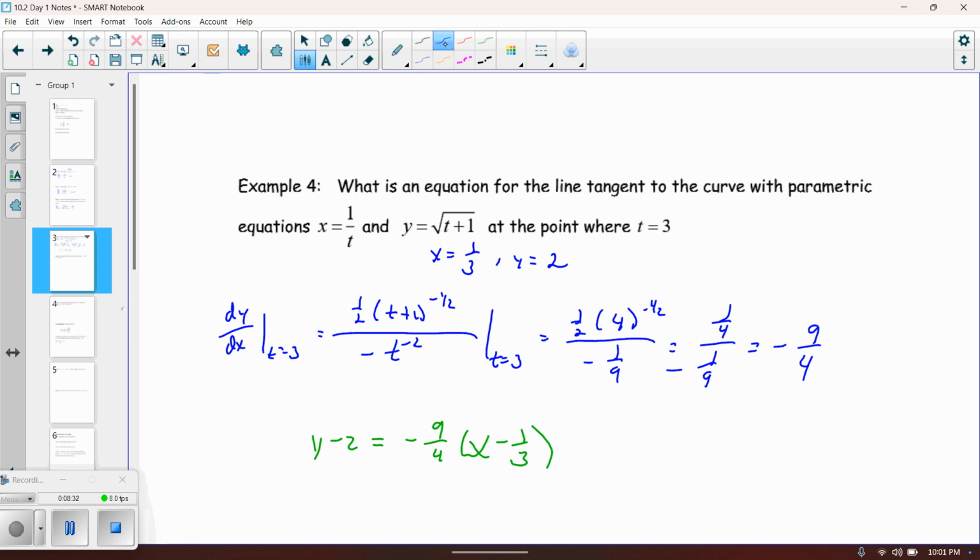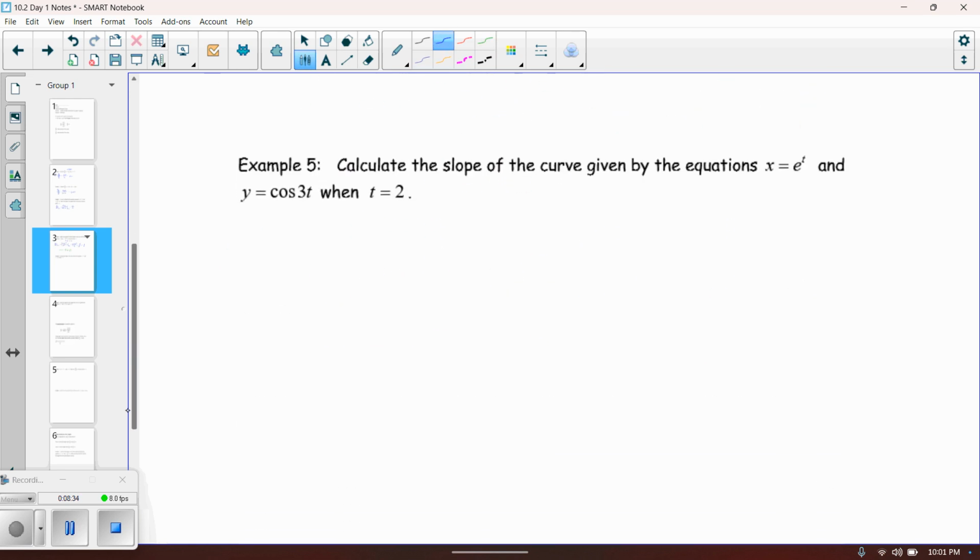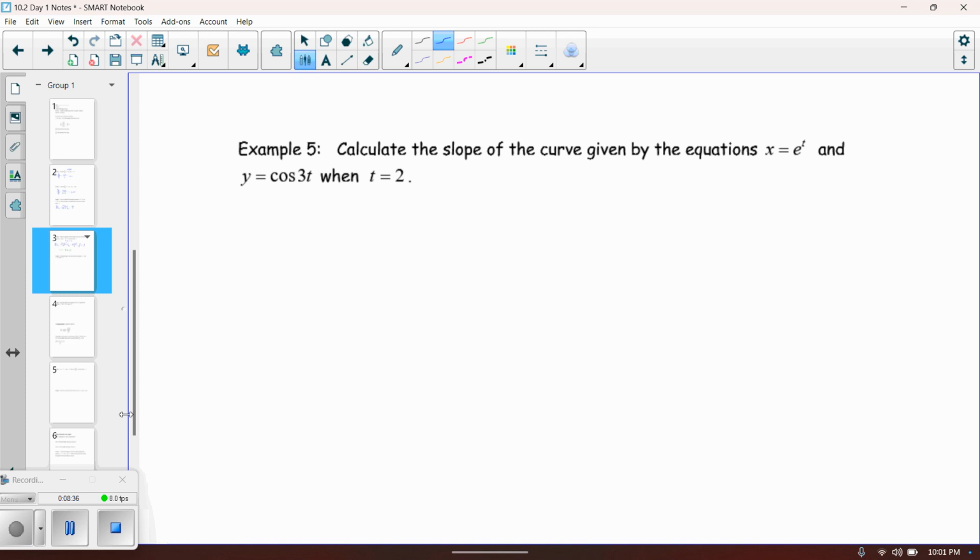All right, number 5. Calculate the slope of the curve given by the equations x equals e to the t and y equals cosine of 3t when t equals 2. Again, all this is the same idea. This just has some slightly different things to look at. As far as derivatives, we want to evaluate that at t equals 2.